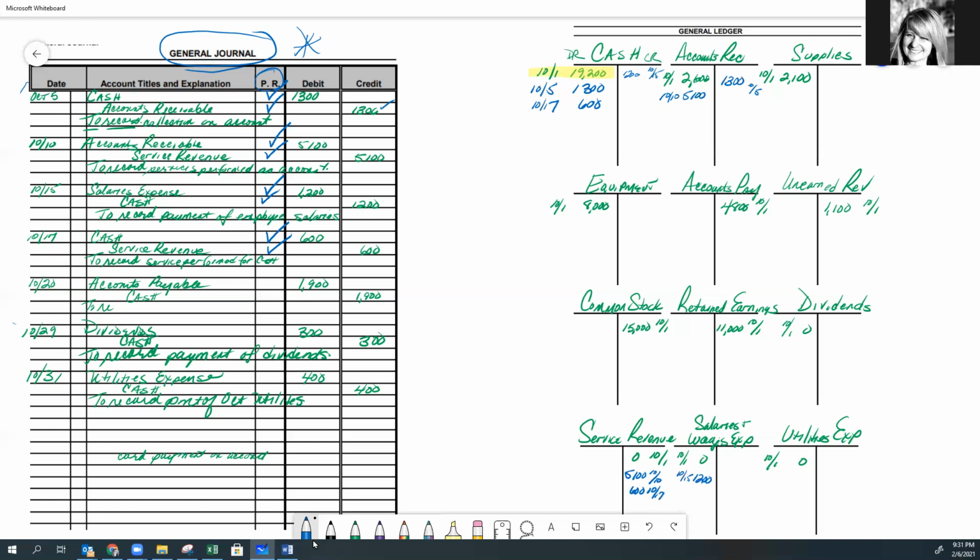And then on 10/20, we're debiting accounts payable by 1,900. So let's come over here. That's 10/20. Let's debit it 1,900. And we're crediting cash on the same day for 1,900.